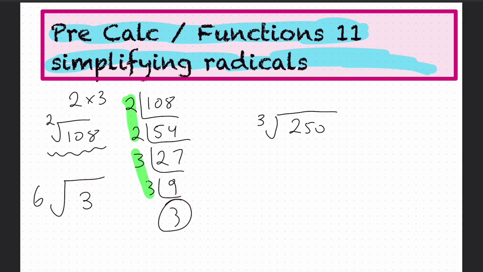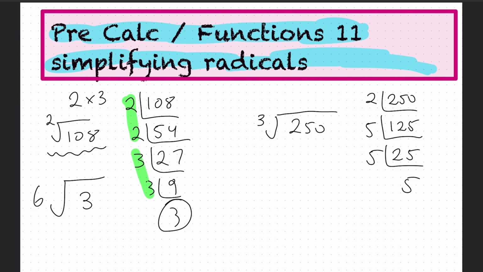Okay, try doing this one. So this is the third root of 250. So let's go through this. So again, I would use the same strategy. 250 divided by 2 would be 125. And then 125 can be divided by 5. And you'll get 25, 5, and 5.